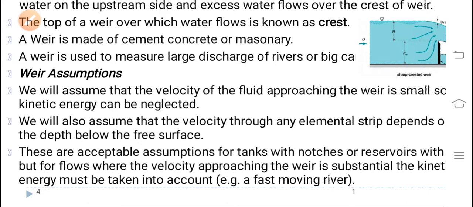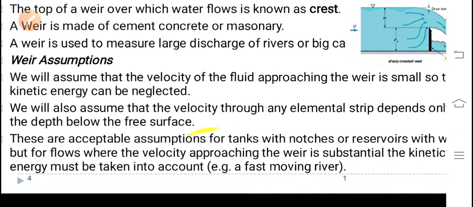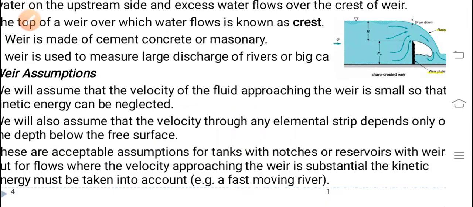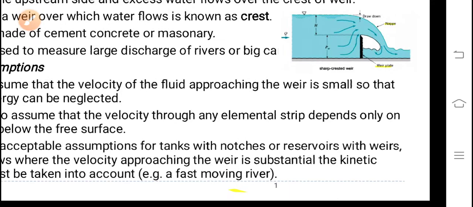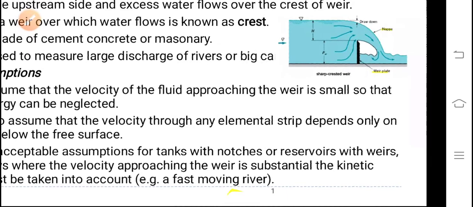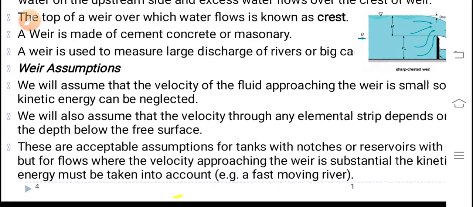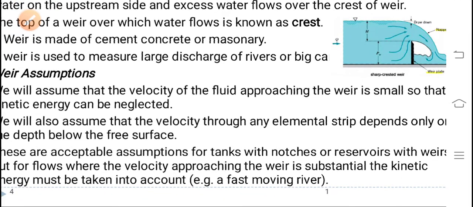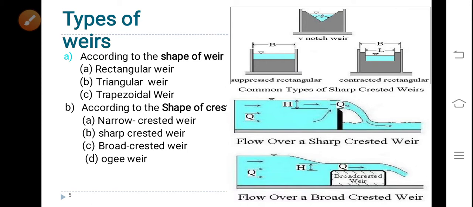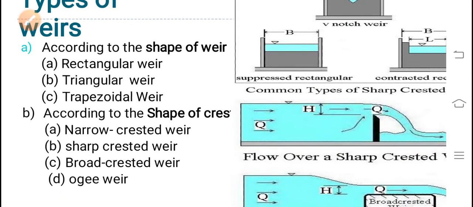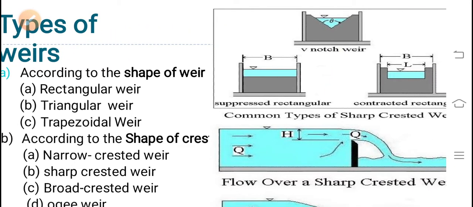These are acceptable assumptions for tanks and notches or reservoirs with weirs, but for flows where the velocity approaching the weir is substantial, like a fast moving river, the kinetic energy must be taken into account. Clear? Types of weirs. There are so many types of weirs.